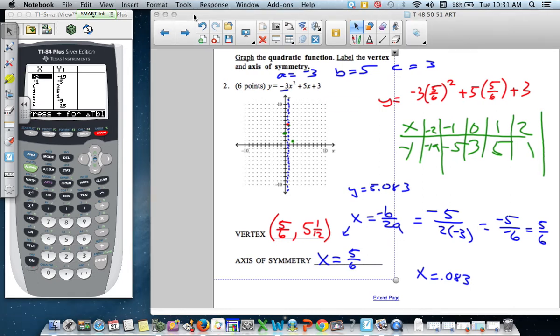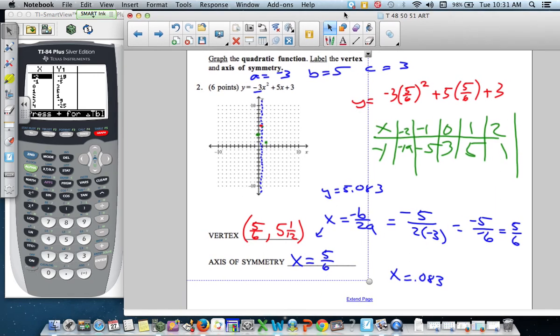So another point I could get there is 3, negative 9. That might be worth plotting. Over 3, down 9. Okay, so now I get the idea of what this parabola looks like. So I just connect those together to form a nice parabola.